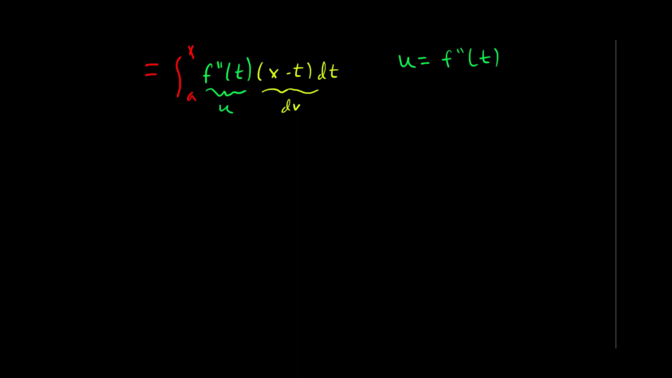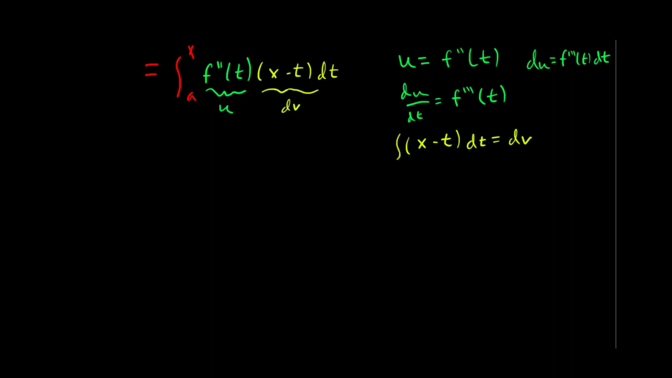So again, if u equals f double prime of t, then differentiating, du dt is f triple prime of t, and du is just f triple prime of t dt. Now let's figure out what v must equal. Well, if x minus t dt is said to be equal to dv, we find v by integrating both sides of that equation. So the integral of x minus t dt equals v.